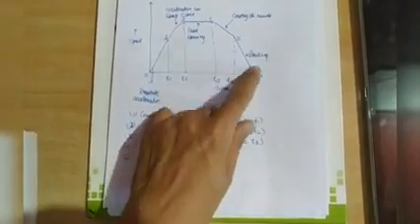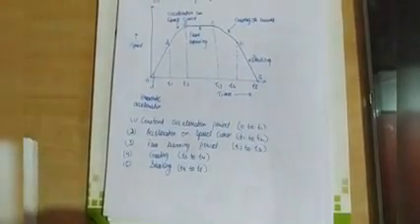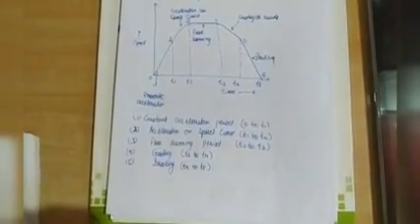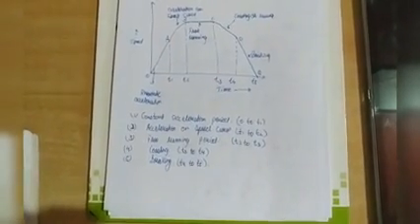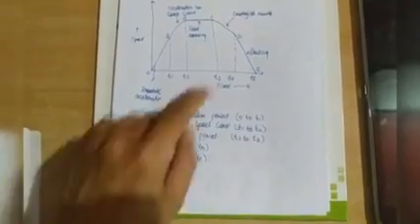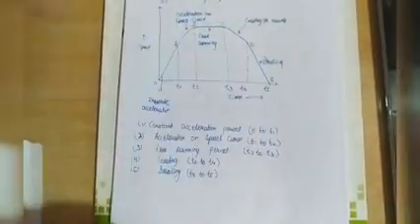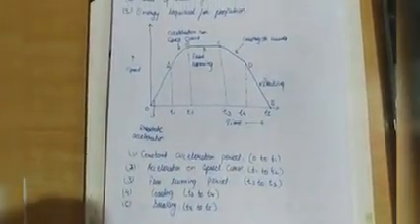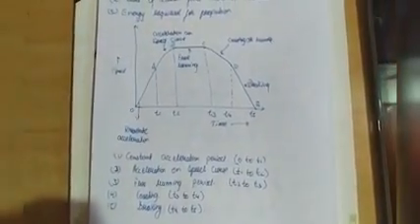And the last portion is braking, as you can see, which is from D to E, and the time is between T4 and T5. During this period, braking is applied and is represented by D to E. There are three types of braking, as we have discussed earlier in previous classes.